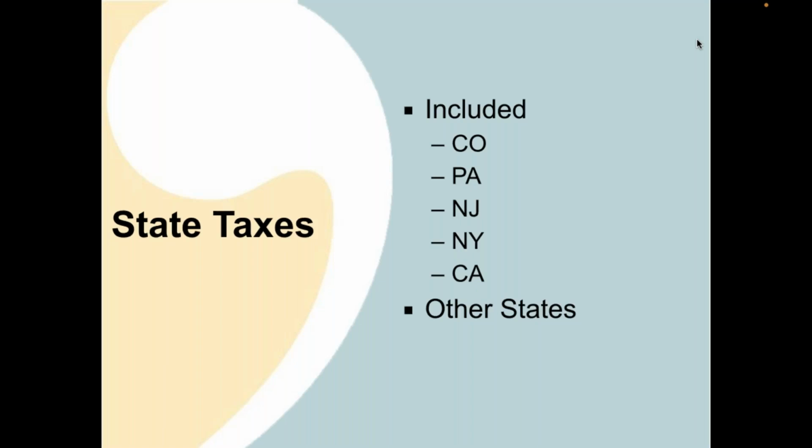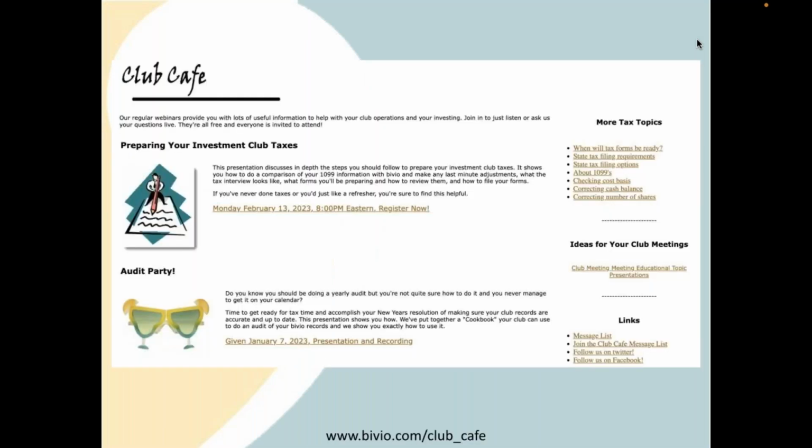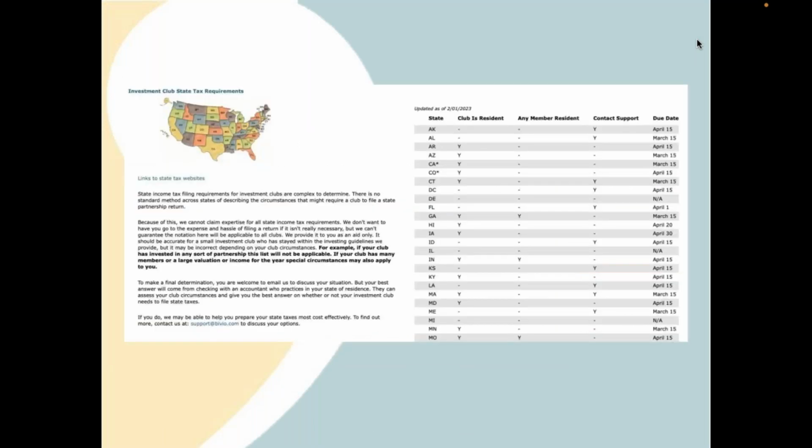For other states, we offer you a cost-effective option for having your state tax forms prepared. If you go to our Club Cafe page, you'll find 2 links on the right-hand side that discuss state tax filing. The first will take you to this page with the table showing the state tax filing requirements for each state. Use this to determine if your club has any state tax filing requirements.